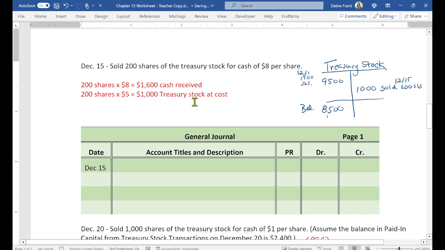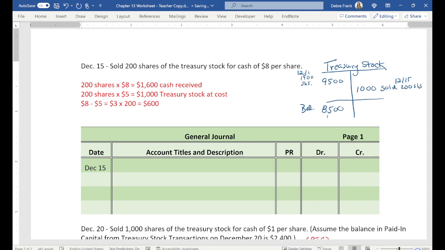And you could plug your difference for the journal entry, but let's just go over the concept anyhow. So it was $8 per share that was sold for. The cost was $5. So we have a difference, an excess of $3 per share. It was 200 shares. So our excess was 600, right?